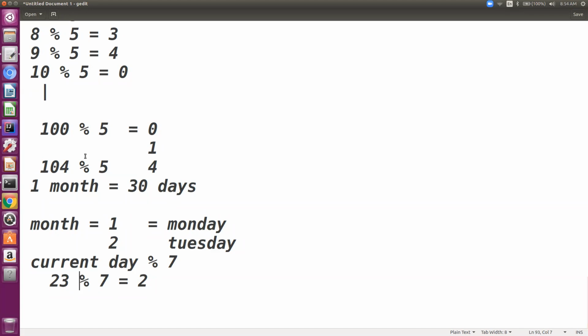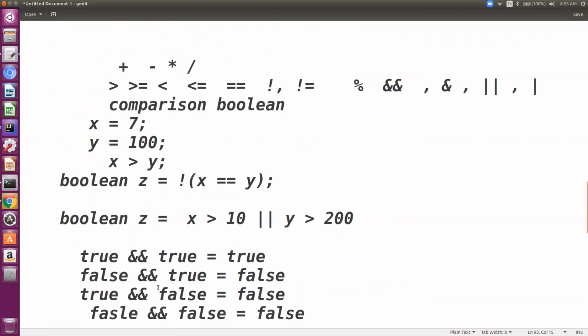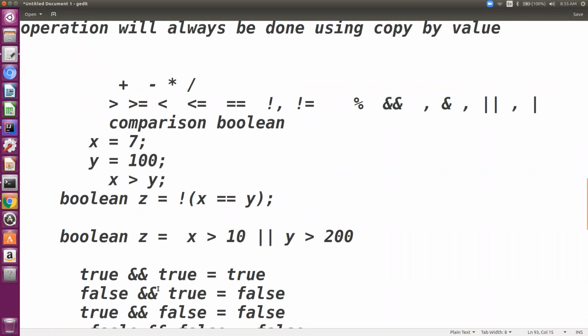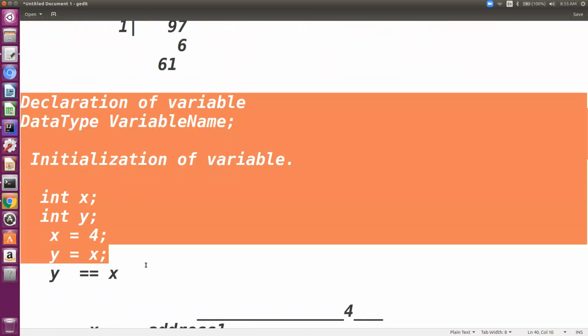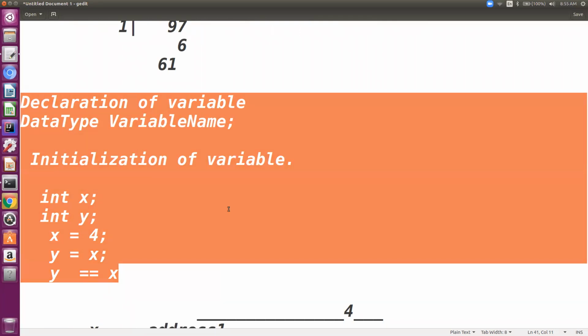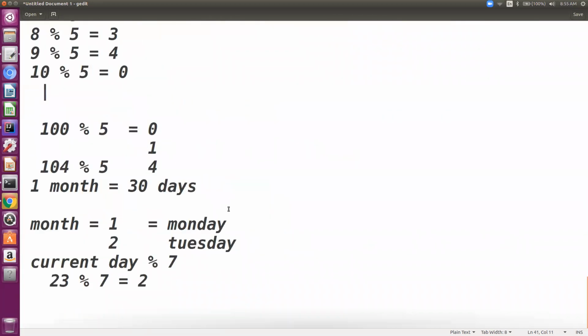So this is it, and when we do loops, we will see one more powerful behavior of this percentage operator. We'll do it later. So till now, are we comfortable with operators and variables? You are comfortable with variable declaration and data types, this much? Yes, sir.